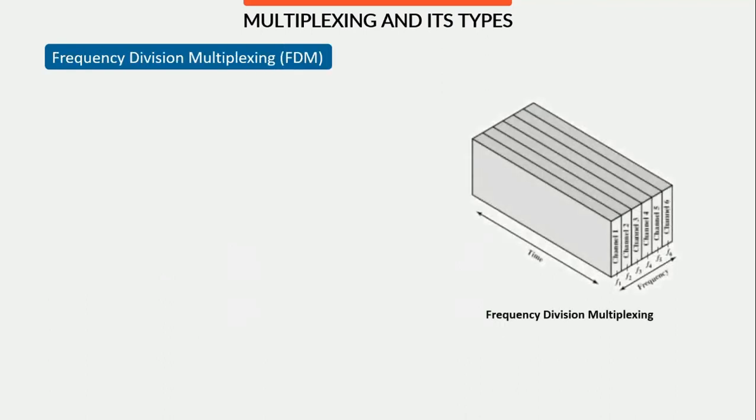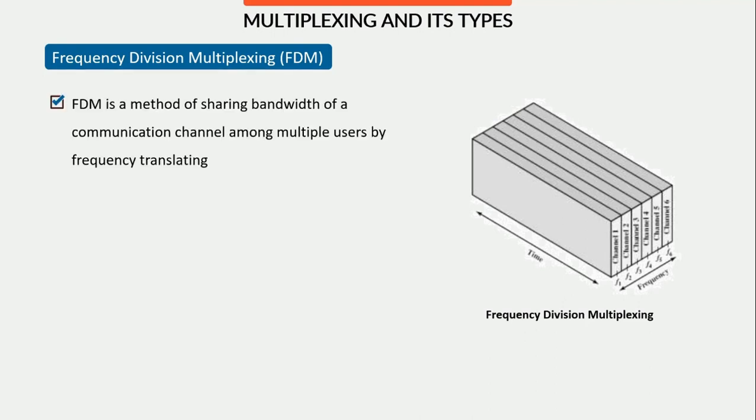Now let us discuss frequency division multiplexing, FDM. By now we know multiplexing is a method of sharing the bandwidth. Why it is required, we all understand, because the bandwidth needs to be divided into channels, and because the bandwidth needs to be shared, the channel needs to be shared. So FDM is a method of sharing the bandwidth of a communication channel among multiple users by frequency translating. It is an analog technique.